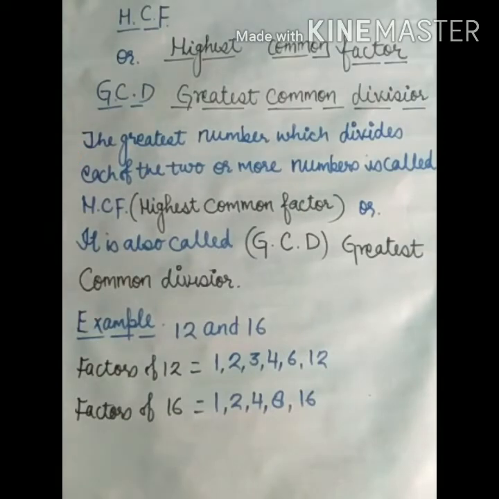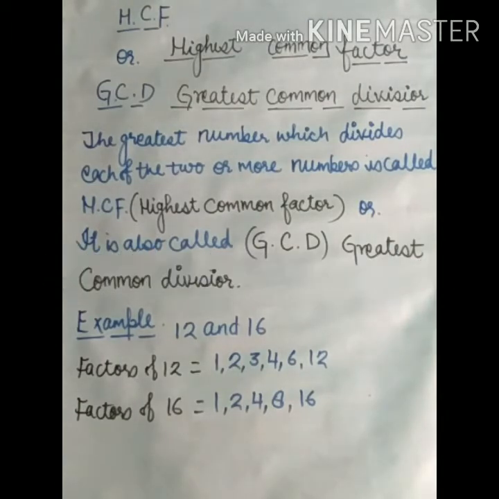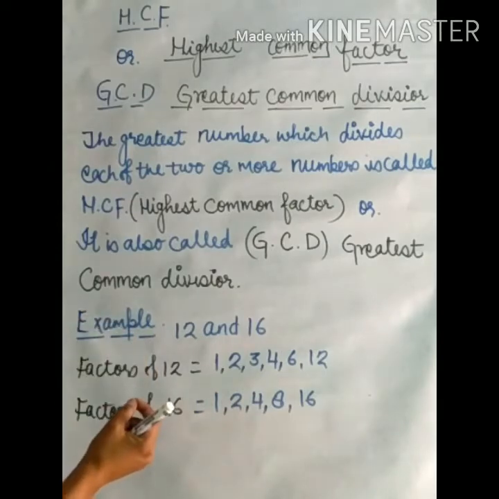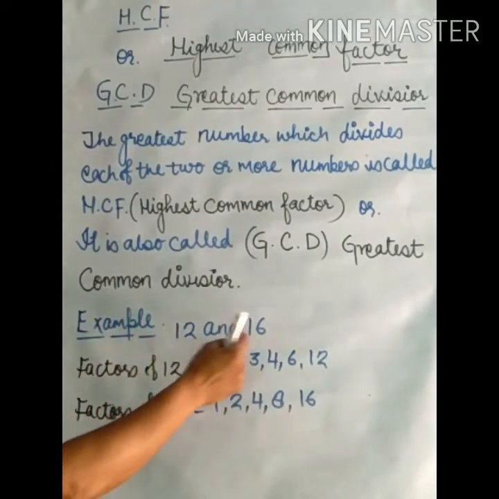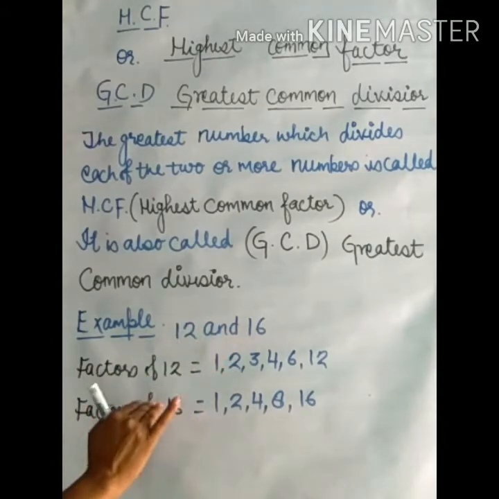So we have an example here. The greatest number which can divide each of two numbers, or more than two numbers, is called the HCF or GCD of the given numbers. Let's see, we have two numbers, 12 and 16. How do we find the greatest common divisor, or highest common factor? We need to find the greatest number which can divide 16 and 12. There are many numbers which can divide 12 and 16, but we need the greatest one.